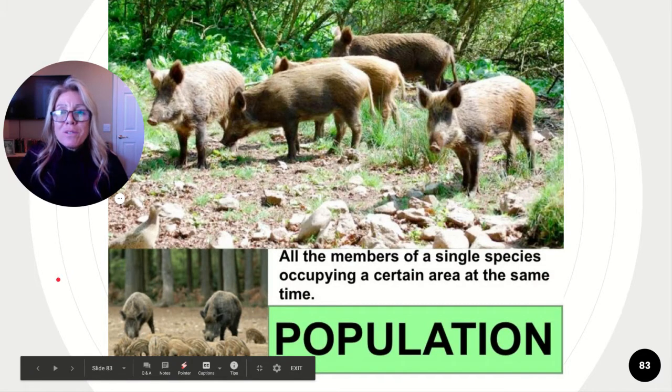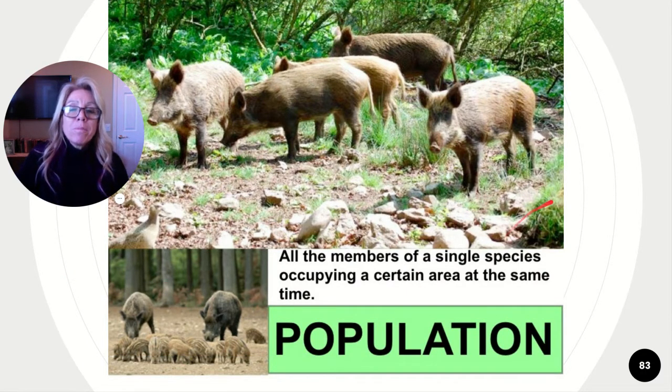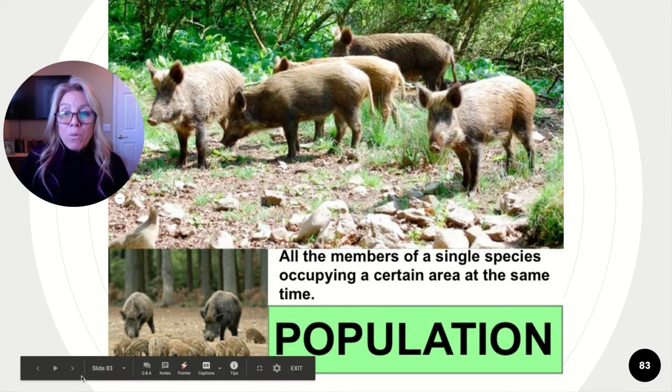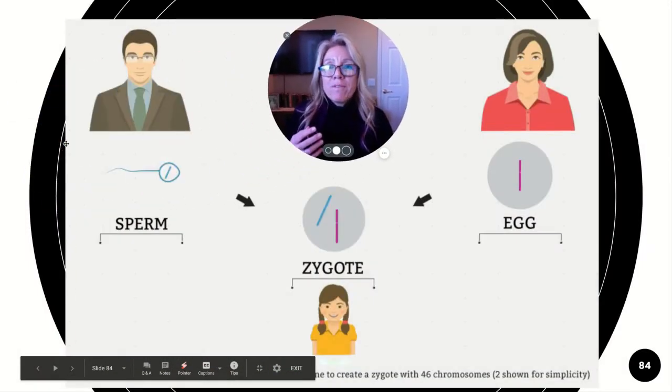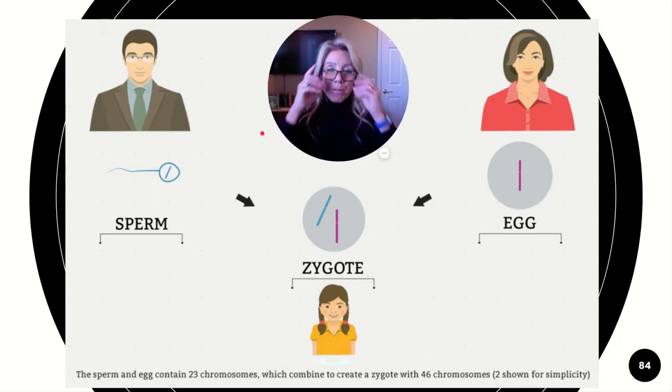All right, so first thing we need to know is a population is all the members of a single species occupying a certain area at the same time. So they could all interbreed with each other. Now, it's really hard to talk about humans and populations because you have the ability to travel all over the place. But I'm going to try to simplify this a little bit, give you a little more genetics.